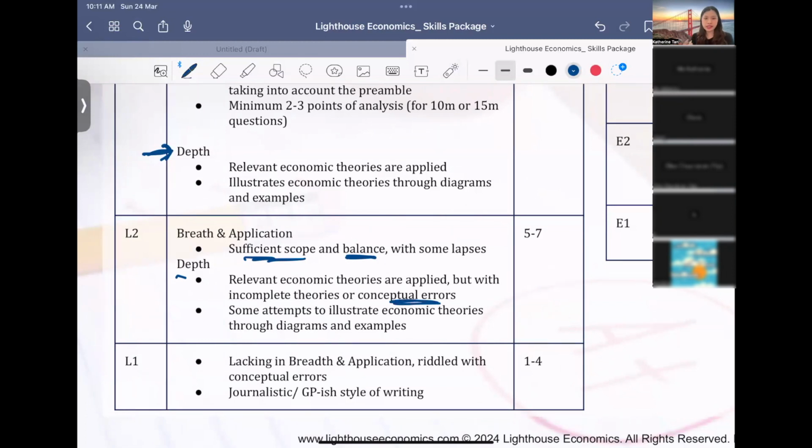Or maybe you have a diagram, or you have examples, but in your explanation you don't link it to the diagrams very well, or your examples are not very relevant. You don't really know what you're talking about, or you're unable to link very technical economic terms to your examples.